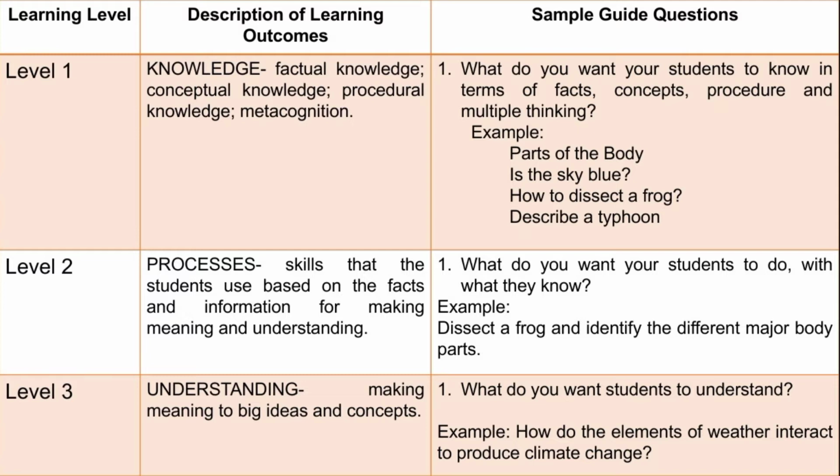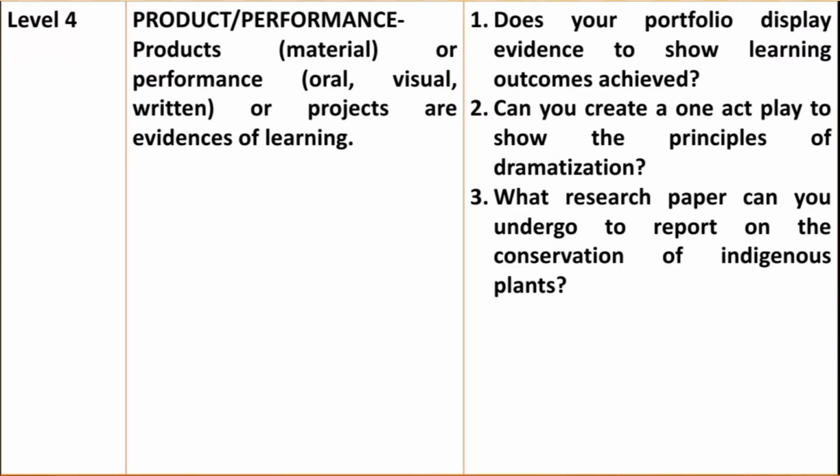For the third level of learning outcome, which is understanding, it is described as making meaning to big ideas and concepts. And to assess this level of learning outcome, the guide question is, what do you want students to understand? An example of question or test item for this is, how do the elements of weather interact to produce a climate change? The fourth and last level of learning outcomes is product or performance.